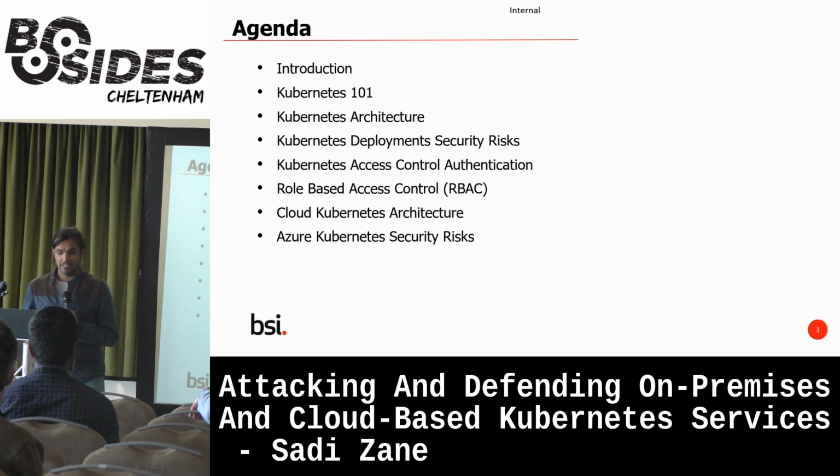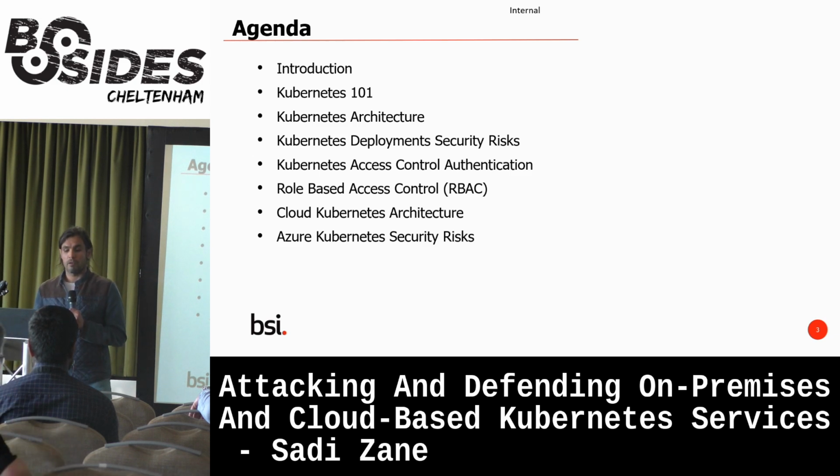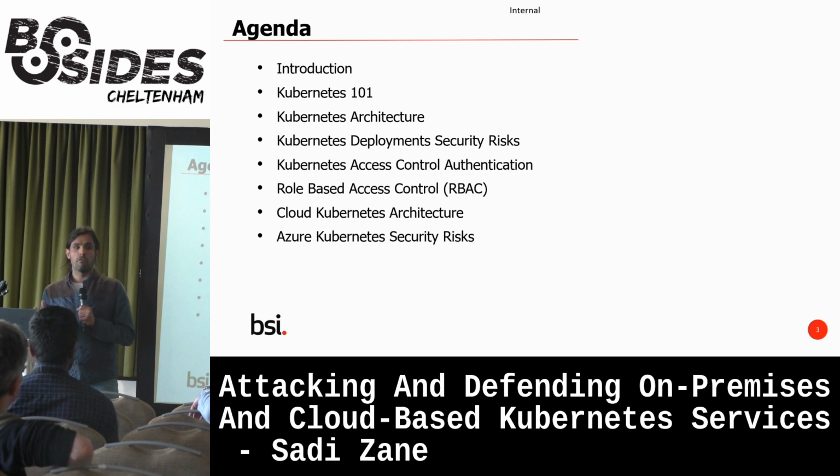Hopefully we reach that. One of them is how to compromise a service account in Kubernetes when it's misconfigured and gain full control of your infrastructure, particularly Kubernetes. And then I will move on to the cloud Kubernetes architecture and discuss some of the risks and security concerns I see or I exploit when it comes to AKS, so Azure Kubernetes security risks.